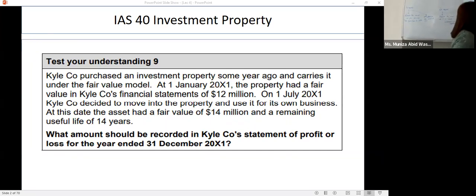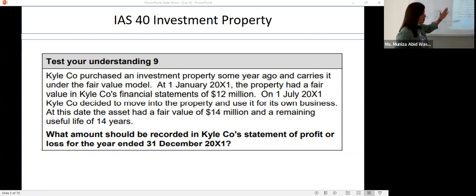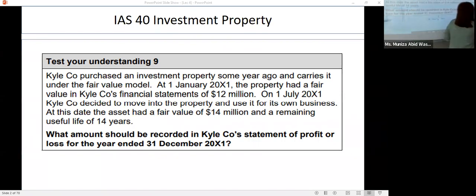So first what we have to do, first recognize revaluation gain as per IS 16 in statement of other comprehensive income. At the time of shifting, was there any revaluation gain? In the start of the year, the fair value was 12 million, but at the time of shifting on 1st July 2001, the fair value is $14 million. So there is a revaluation gain of how much? $2 million. So $2 million is going to be recognized in statement of other comprehensive income. This is the first treatment in statement of profit or loss and other comprehensive income.